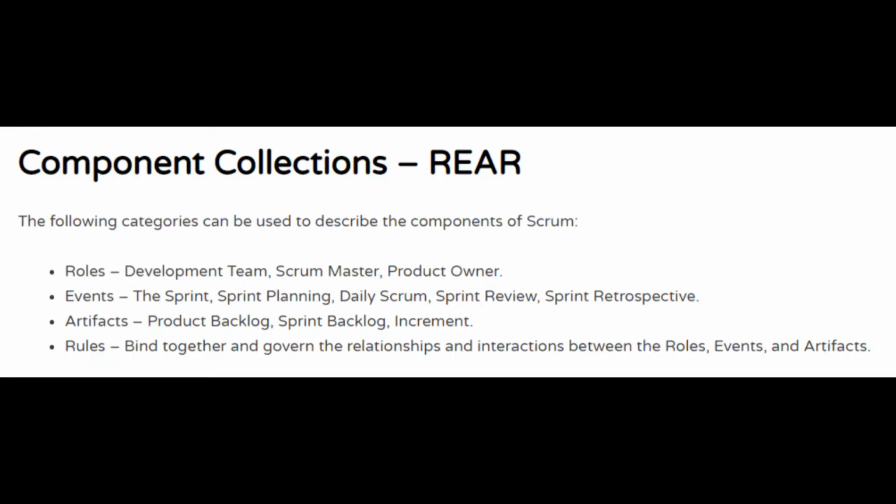The following categories can be used to describe the components of Scrum. Roles: these are the development team, the Scrum Master, and the product owner. Events, such as the sprint, sprint planning, daily scrum, the sprint review, and the sprint retrospective. Artifacts, such as the product backlog, the sprint backlog, and the increment. And rules, these are what bind together and govern the relationships and interactions between the roles, events, and artifacts.